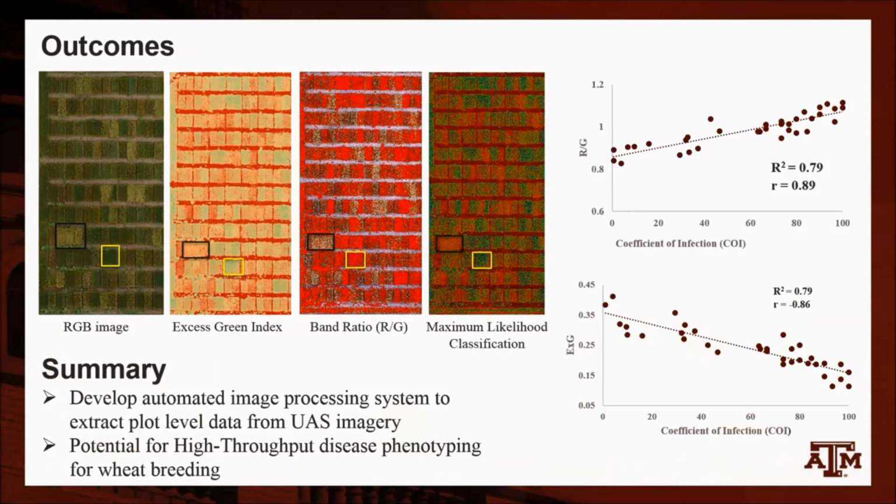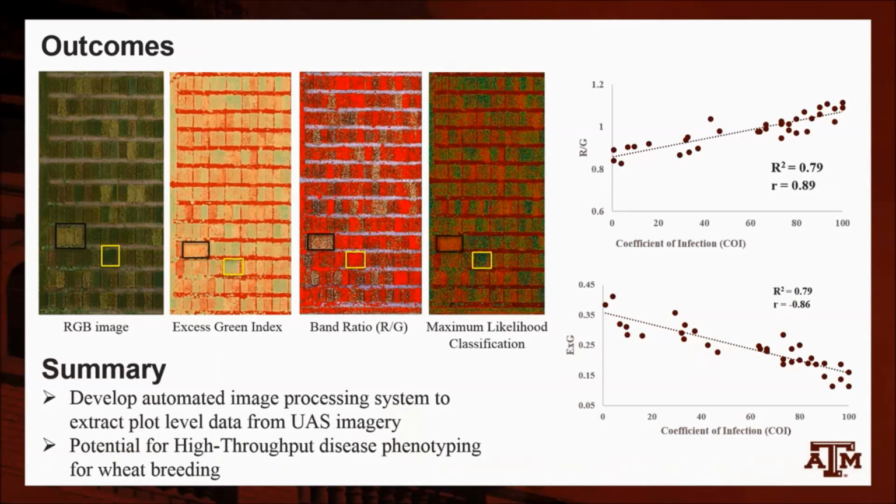The first picture over here is the normal RGB image, and here are the little plots that are surrounded by the black boundary. Those are the plots that consist of susceptible varieties. And the plots that are surrounded by the yellow boundaries are the plots which are resistant varieties.